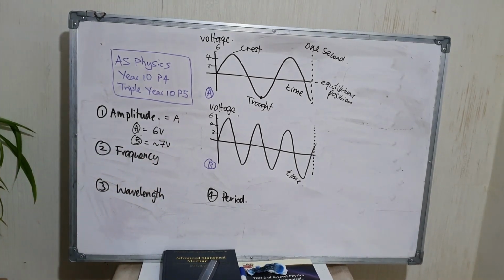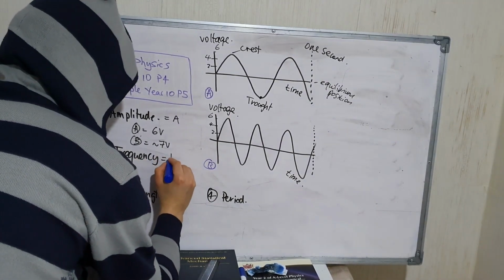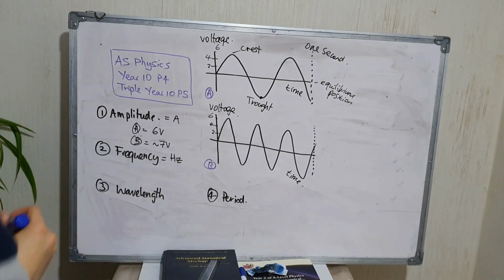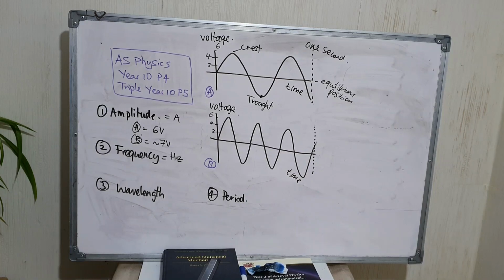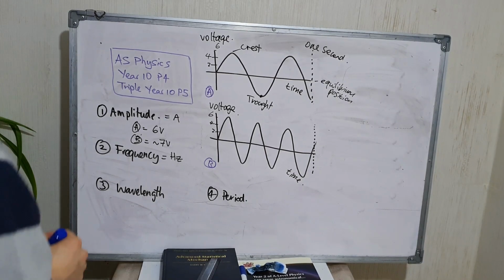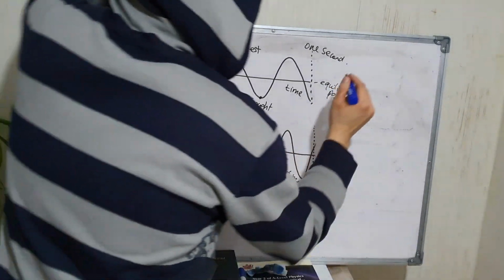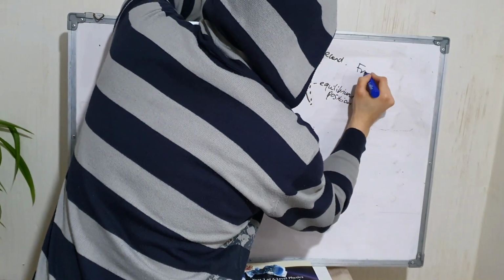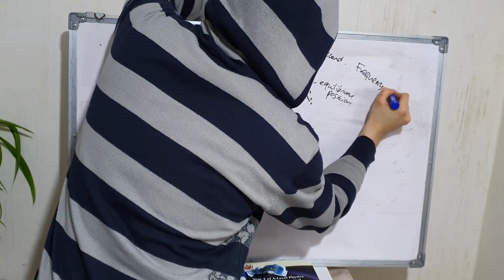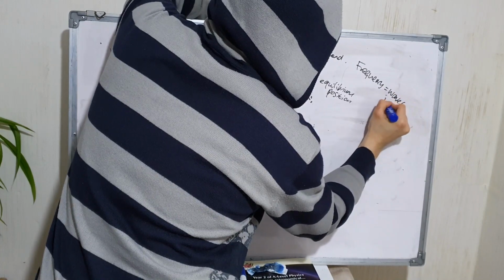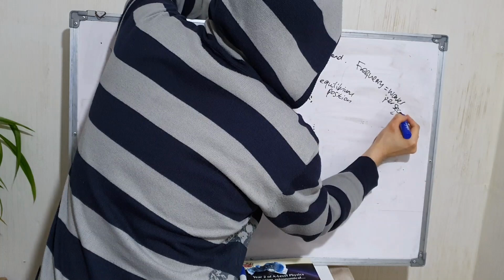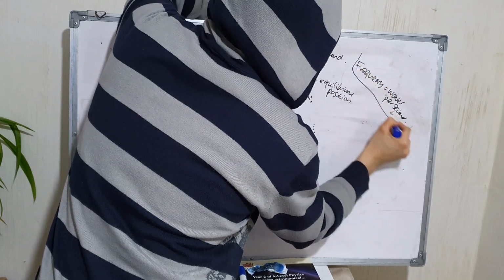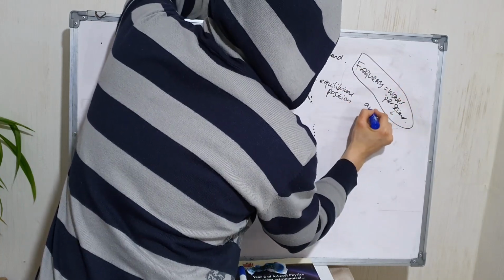Frequency is measured in hertz, Hz, or in full, HERTZ, but you shorten it with a capital H and a small z. Now frequency is how many waves per second. Let's write that down here: frequency is waves per second.